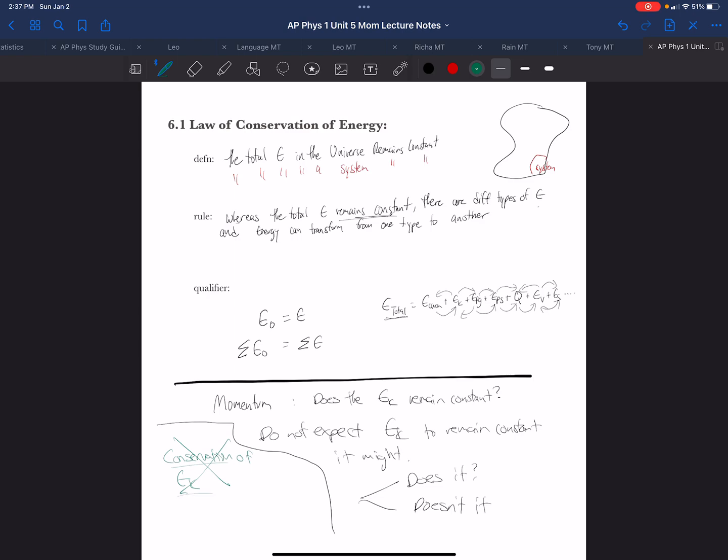You shouldn't do it. What we want to know is, does the kinetic energy remain constant? Not, is it conserved? It's a mistake to combine those words. So, the law of conservation of energy says the total energy in the universe or a system remains constant. Although the total does remain constant because that's the law, it can change from one form to another. We sometimes ask, does the kinetic energy remain constant?